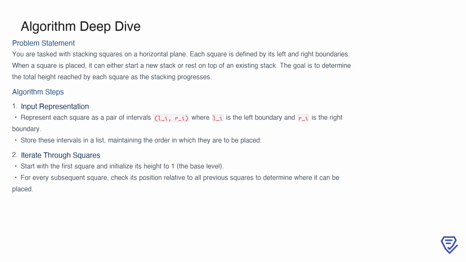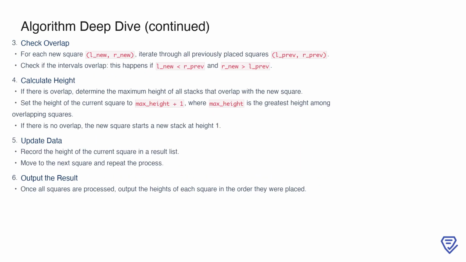For every subsequent square, we carefully examine its position relative to all previously placed squares to determine its height based on potential overlaps. To determine where each square can be placed, we first check for overlaps between the new square and all previously placed squares. Overlap occurs if the intervals of the new square, L_new, R_new, and a previously placed square, L_prev, R_prev, satisfy the condition L_new < R_prev and R_new > L_prev.